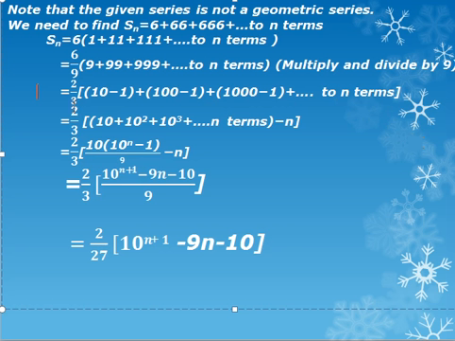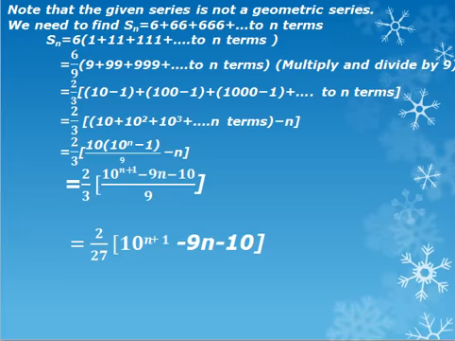Now 2 by 3 into, I have taken this minus 1 outside, so only taking the tens. 10 plus 10 square plus 10 cube, and minus 1 up to n terms, so minus n. So now this is in geometric progression, right? 10 plus 10 square plus 10 cube plus 10 to the power of 4 is in geometric progression. The first term is 10 and the common ratio is also 10, and the number of terms is n. So we are going to find first of all the sum of this GP.